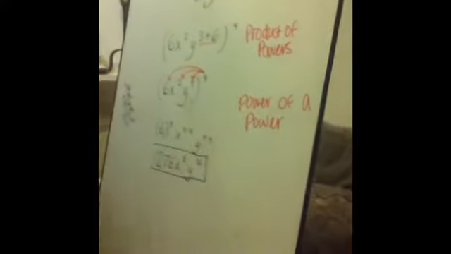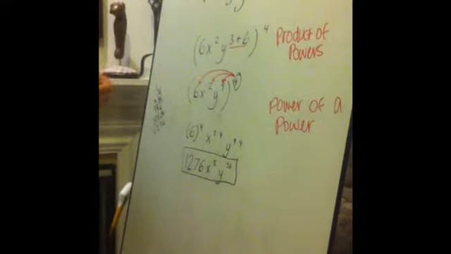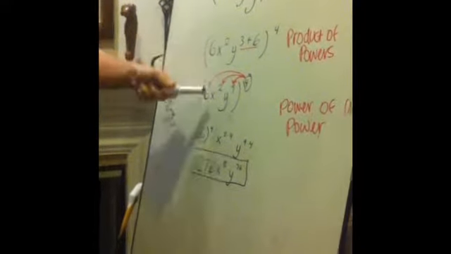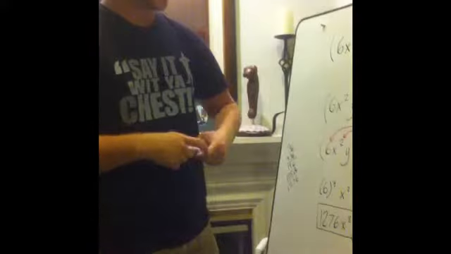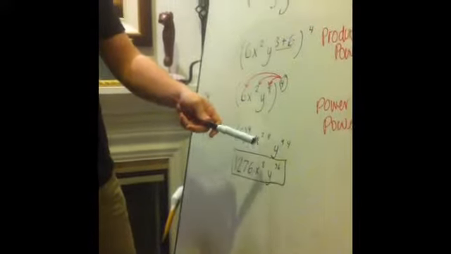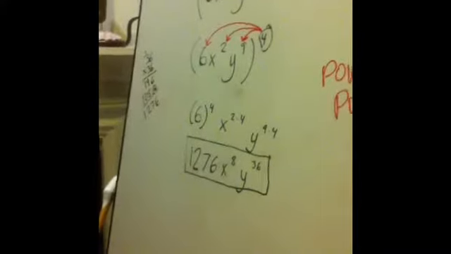Then with the power of power, we're distributing this outside power, and we're bringing it to affect all of the variables on the inside. So our next step would then become 6 to the 4th power, x 2 times 4, y 9 times 4, which gets you up to a whopping 1276 x to the 8th power y to the 6th.